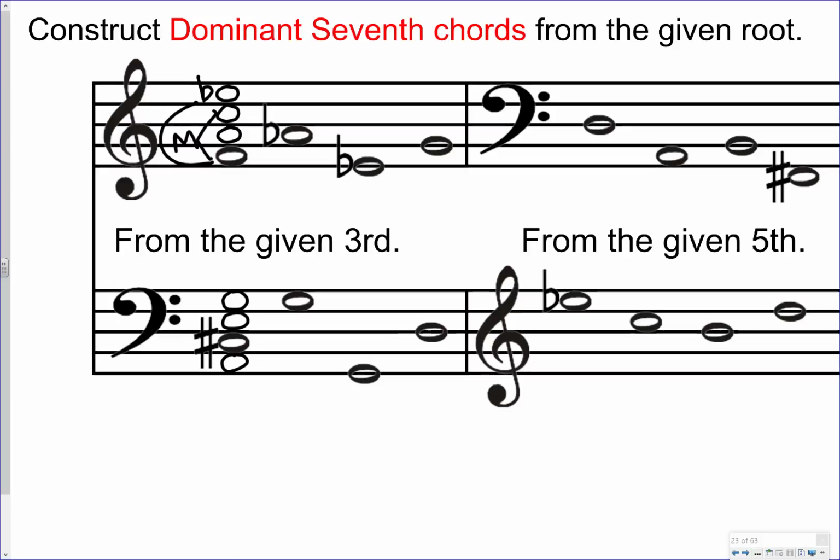So now I need a major triad. A, C sharp, E, that's major. And I need a minor seventh. A to G is a minor seventh. So I am done building the A7, or the A dominant seventh chord. Okay, this would be written as this. Sometimes you might see it as this.